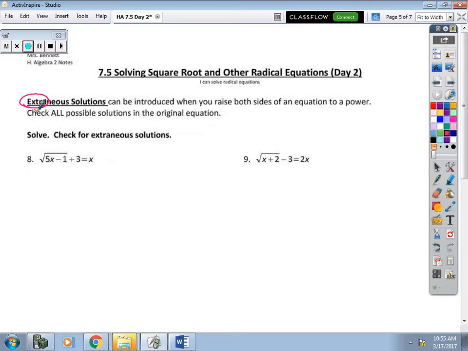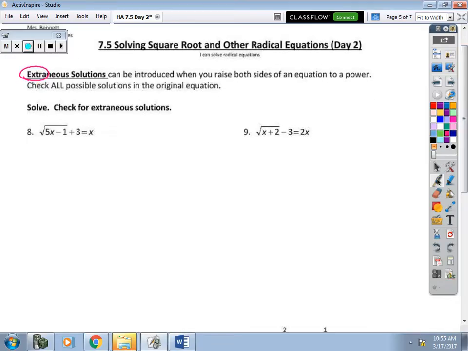So when we're solving these, we're going to do basically the same thing as we did yesterday. We want to isolate the radical on one side of the equal sign. So I would start by using inverse operations and subtract 3 from both sides. Then I will raise each side to its appropriate power. So to get rid of a square root, I'm going to square both sides.